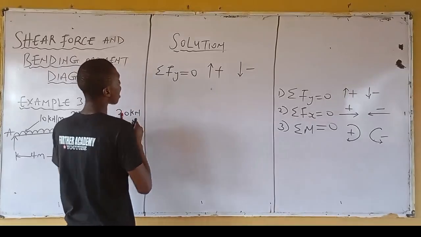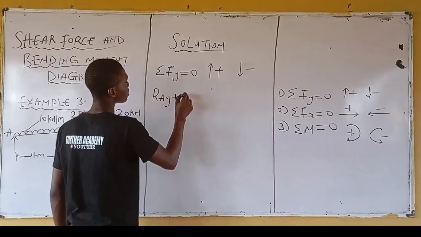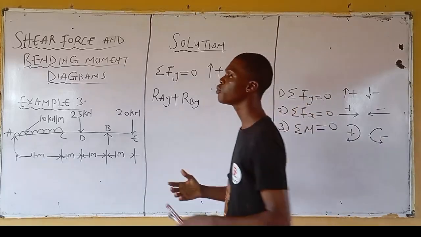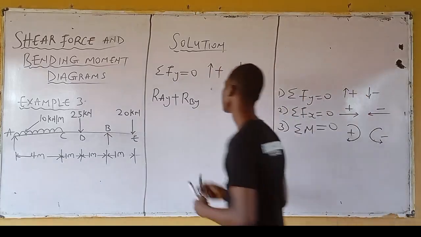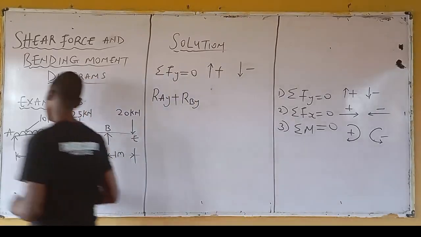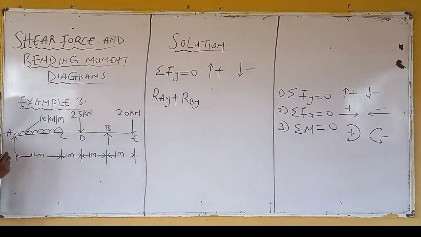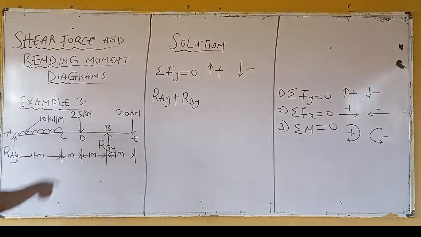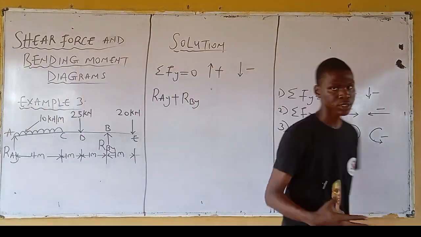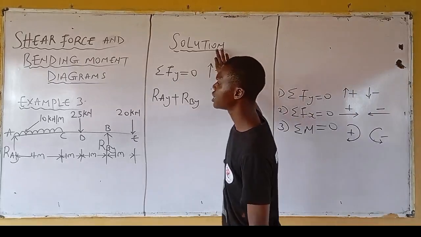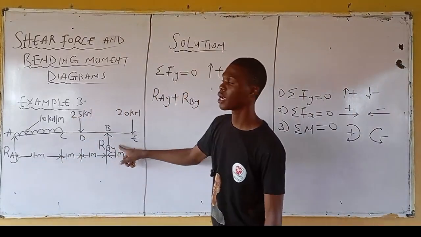Now by doing so, let's do this together. I have RAY plus RBY. I want us to do this together, please. RAY plus RBY minus... We said force of this nature is considered positive, meaning this guy and this guy are positive. I have a support at A, it becomes RAY. I have a support at B, it becomes RBY. What if I have a support at D? RDY. Now force of this nature is just RAY and RBY. So we've written that.